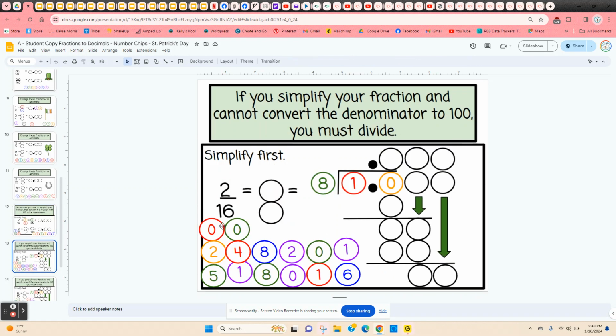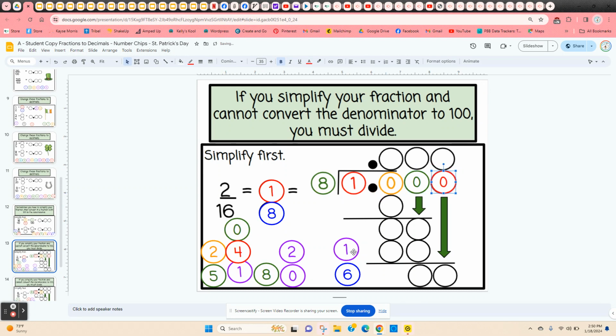Now, it's not always possible to convert a fraction to an equivalent fraction with 100 in the denominator. In that case, we have to use long division. So here we simplified, but we still can't convert it to 100. Here they're going to be using the number chips to do the long division. This decimal point is going to go straight up. So we've got 1 divided by 8. These numbers are going to be zeros. This is a good review of long division.